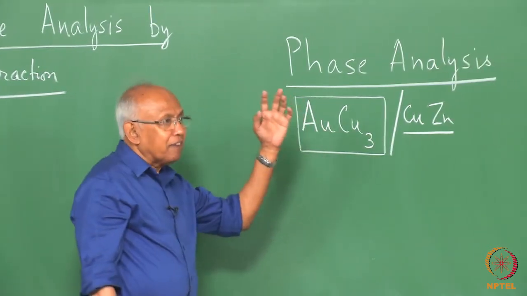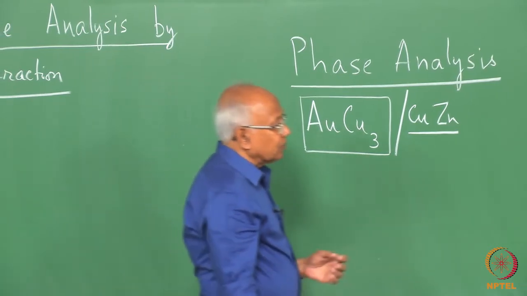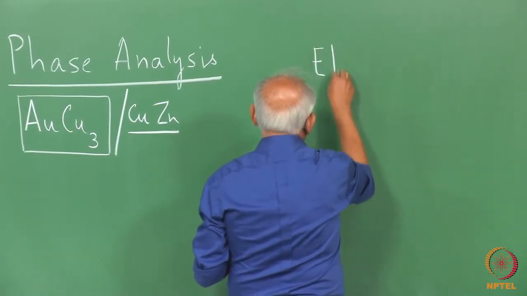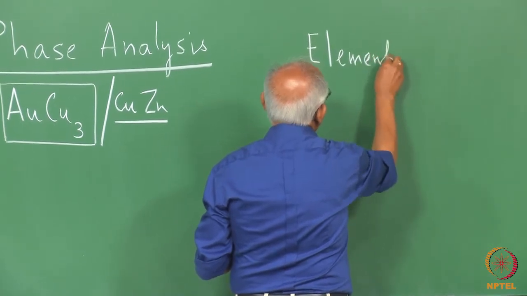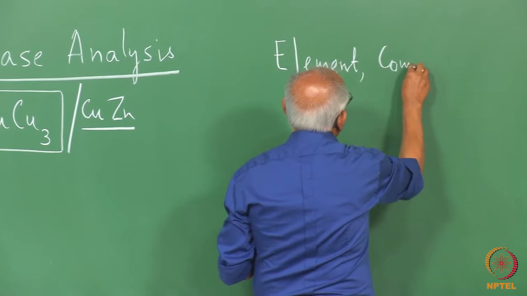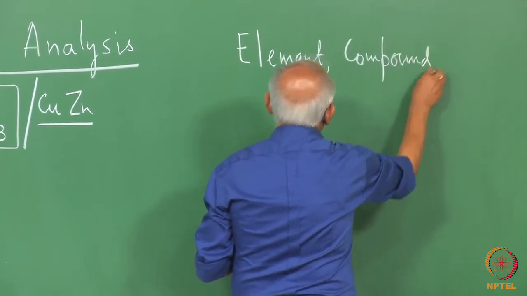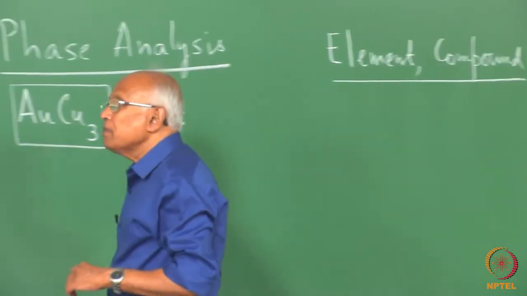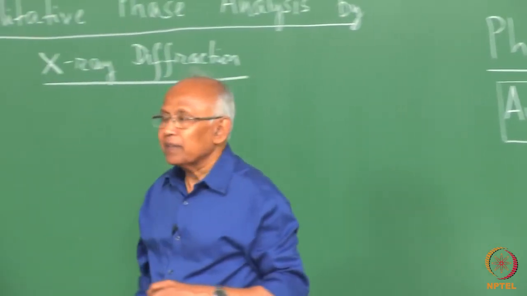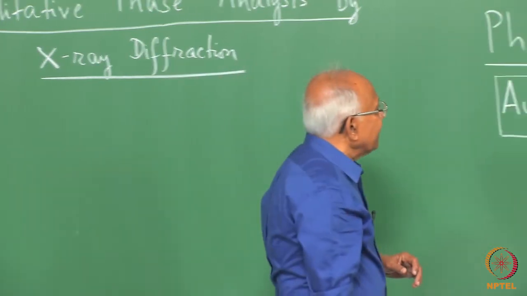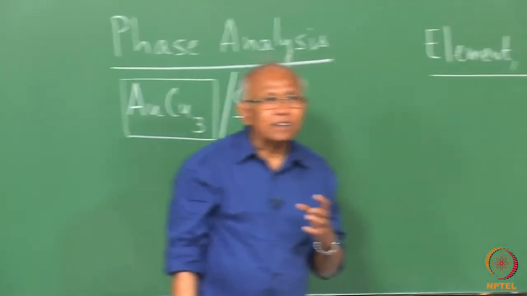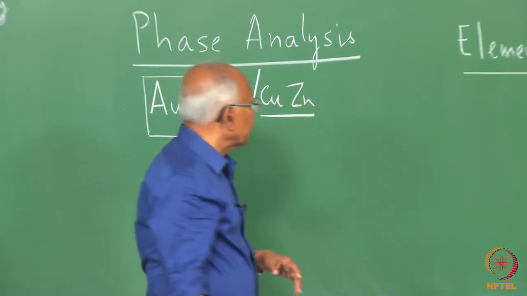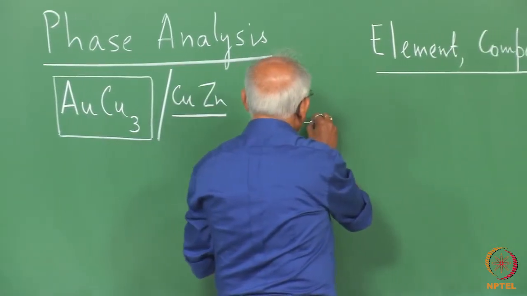the individual phases. Now, it so happens that any phase made up of an element or a compound of several elements, if we have a phase made up of a single element or a compound of many different elements, then X-ray diffraction from that phase will yield a unique diffraction pattern. So, what we mean by a diffraction pattern?